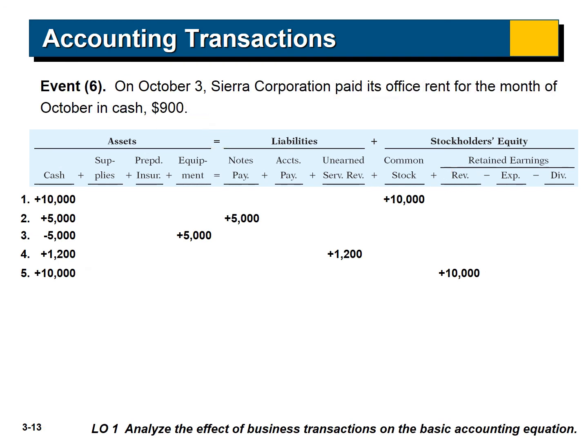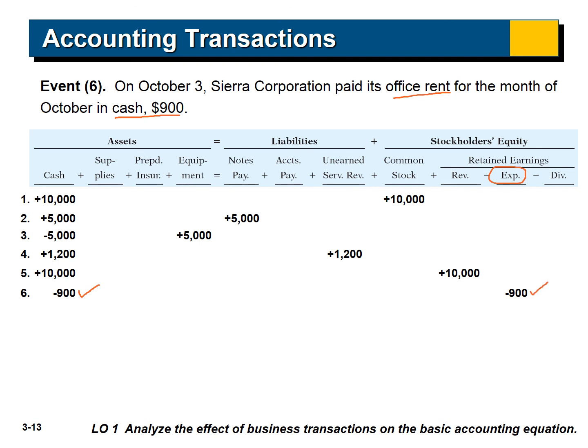Event 6, October 3rd, Sierra Corporation paid its office rent for the month of October in cash, $900. So we paid cash, so cash going down. And what is office rent? Well, office rent is an expense of doing business. Remember, an expense is all those operating costs of running your business. So we have cash going down by 900 and we have an expense.